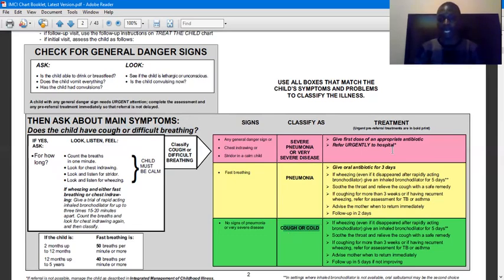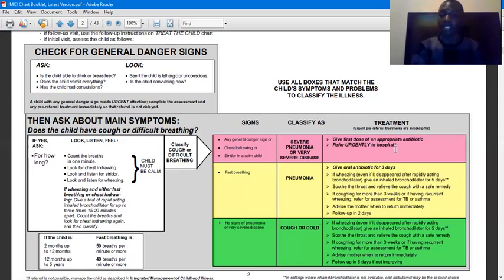And for the treatment, you just pick the treatment as stated in IMCI. In this particular case, for severe pneumonia, in the pink row, you give the first dose of an appropriate antibiotic. The appropriate antibiotic that may be used is amoxicillin. So you may prefer giving amoxicillin as a start dose, and then you urgently refer the child to the hospital.